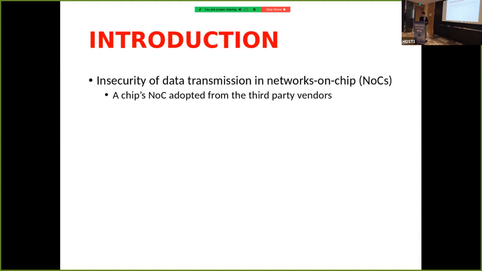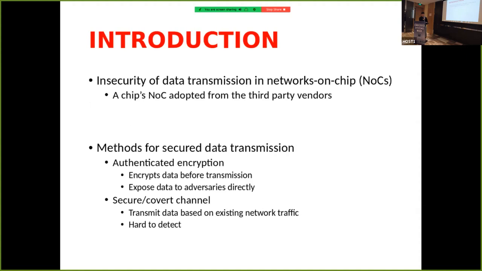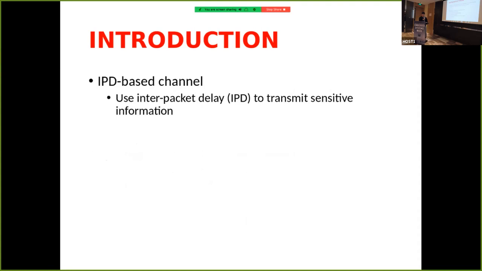To reduce the time to market, a chip's NOC is often adopted from a third-party vendor, and there has been great concern that it might be compromised by hardware trojans. So we need to think about how to ensure secure transmission in an untrusted NOC. Several approaches have been proposed, among which authenticated encryption and the secure covert channel are the most effective. Of these two approaches, a secure covert channel tends to preserve confidentiality better and incurs a lower information processing overhead.